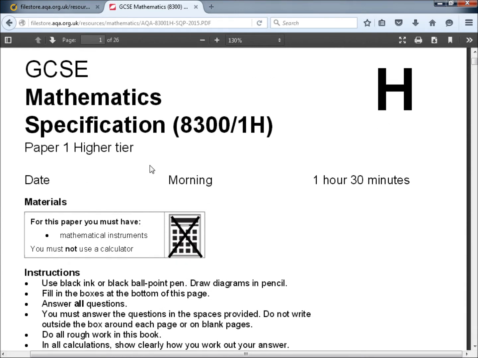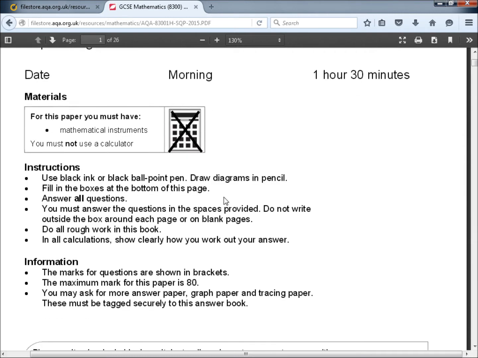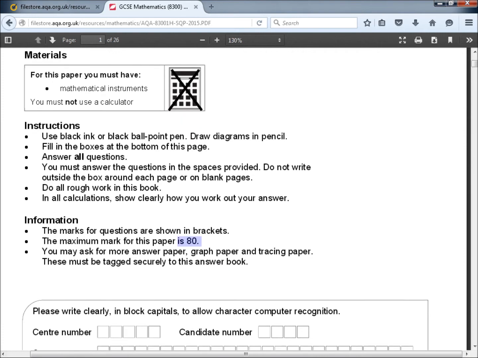However, it should give you an idea of the kind of questions you will be taking, so it's good to practice on these papers. This is for the higher tier maths. It's 1 hour 30 minutes, and it's worth 80 marks, so we're looking at around about 1 mark per minute with 10 minutes to spare.